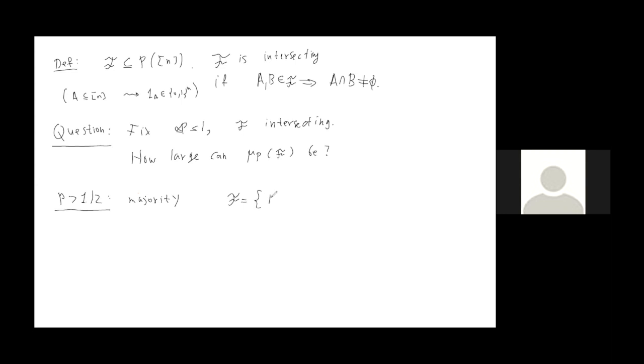So we take all subsets of n whose size is more than half n. Okay, so you can easily show that this family is intersecting, but if you take a bias parameter 0.51, then the measure of F is almost 1 by some Chernoff bound.